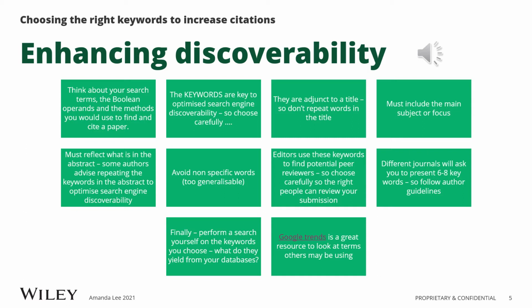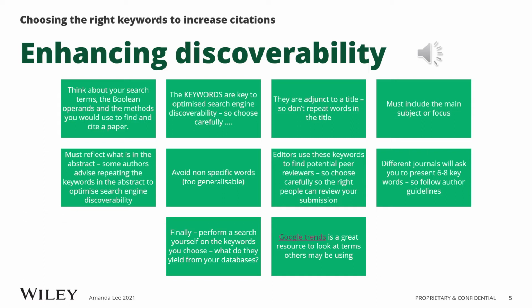Keywords are exactly as they say, they're key to optimized search engine discoverability. So you must choose your words really carefully. They're also used as adjunct to the title. So, you can use your title and the abstract, where you should be making sure that the words are the same in each, but keywords are adjunct to the title and the abstract. So that's going to help searchers mop up any other information or resources within those databases that are relevant to the particular subject matter or the relevant methodology.